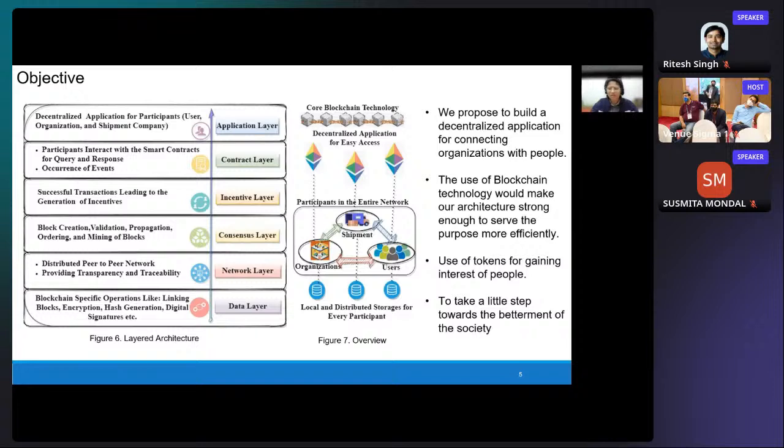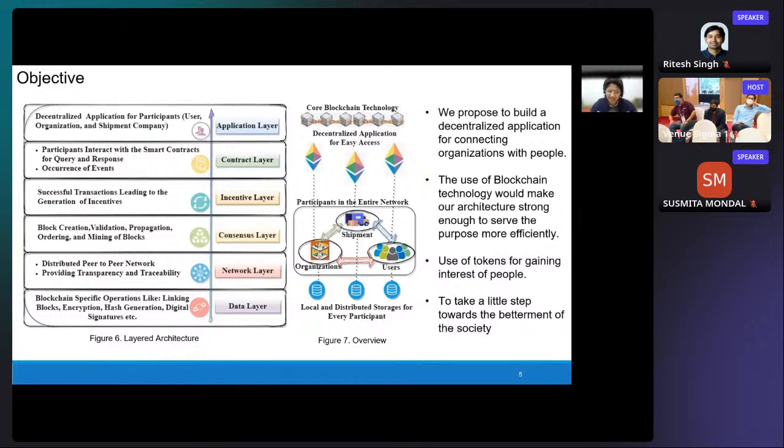The blockchain technology would make this architecture a little stronger. Let me explain it. I am talking about the layered structure here. The application layer will give the interactive part which every user can use. Below that, the entire thing is in between the blockchain. Basically, blockchain handles the smart contracts. It also handles the incentives by which we can attract more people into our proposed system.